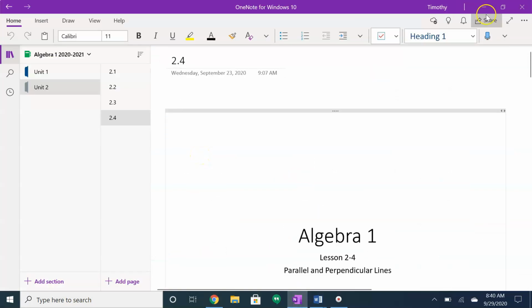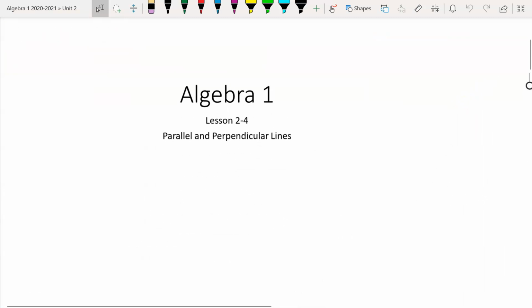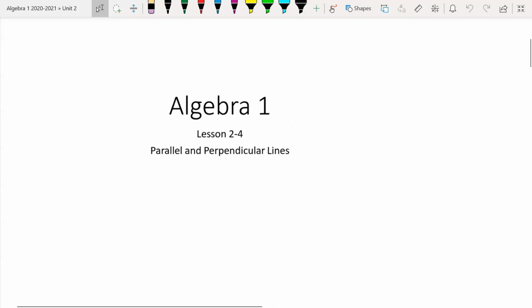We're going to talk about parallel and perpendicular lines. Just as a reminder, this is the last lesson for this unit.